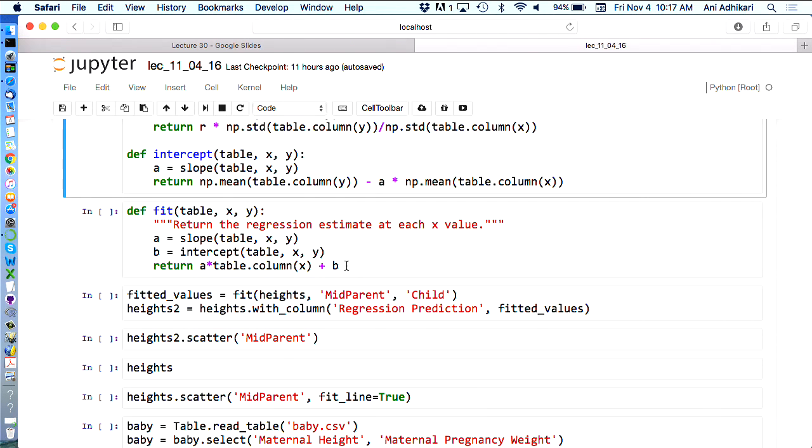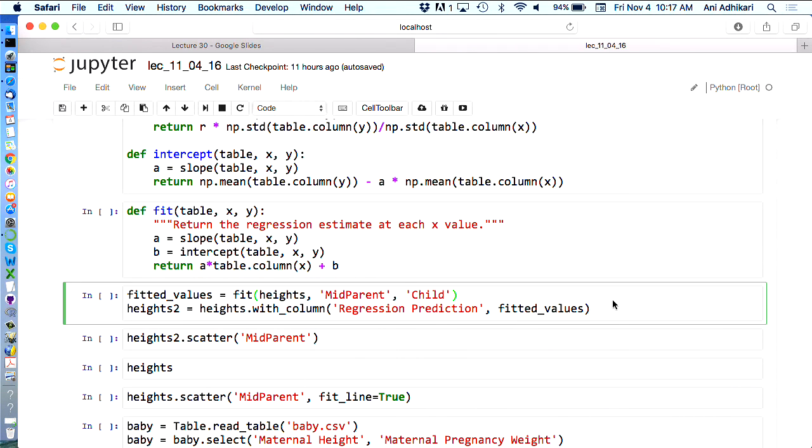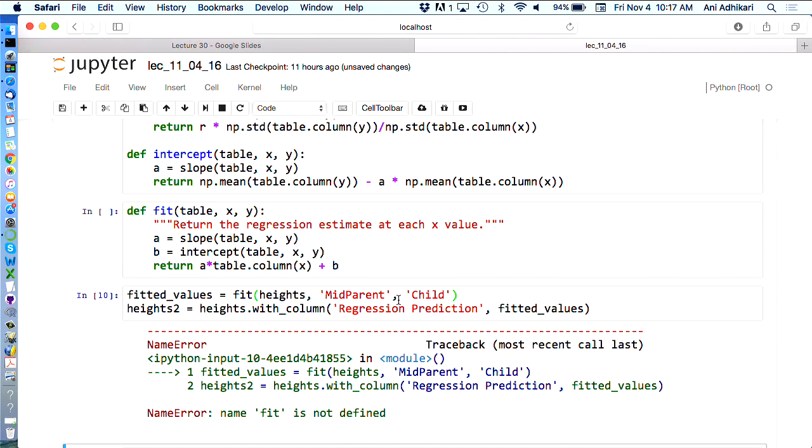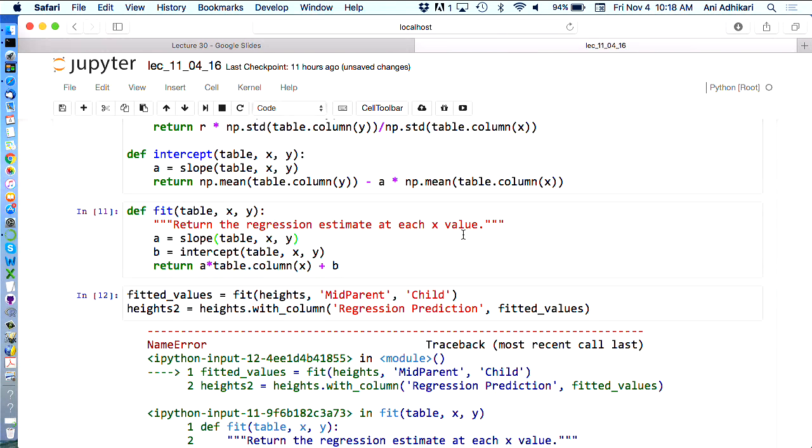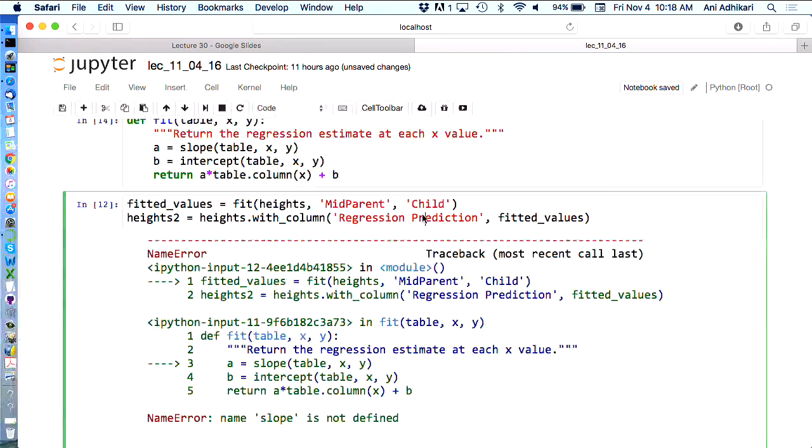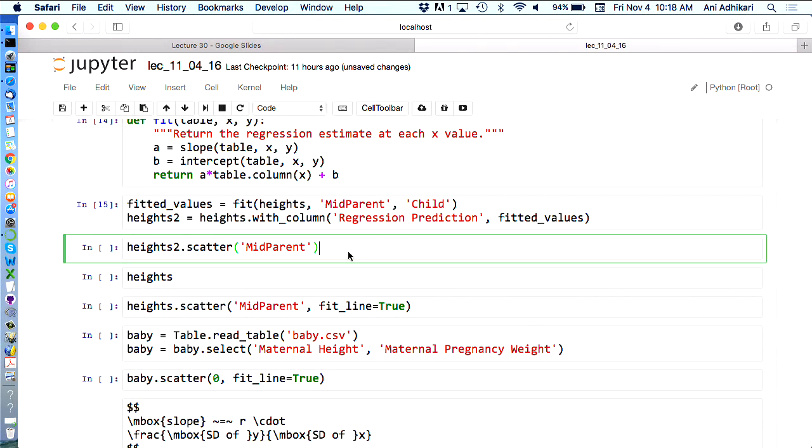Okay. So I calculate the fitted values and call them, lo and behold, fitted values. And then I create a new table. I didn't run the cell. I didn't run this one either. Okay, much better.